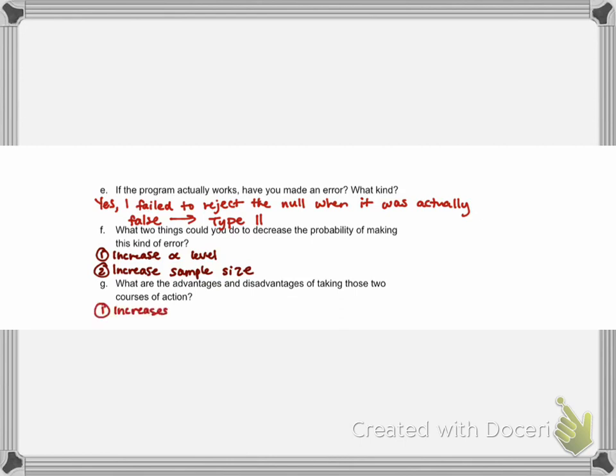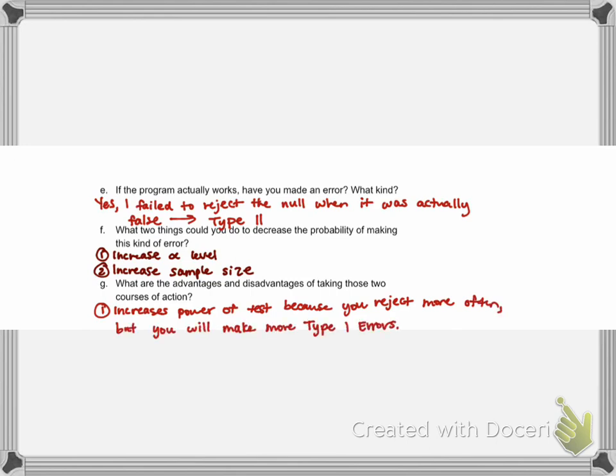Increasing your alpha level is going to give you a trade-off. It's going to increase the power of the test because we're rejecting more often, meaning we're going to correctly reject more often. But I will also incorrectly reject more often, and so I will make more type 1 errors just as a result. When you're rejecting more, you'll do it wrong more often, and that's a type 1 error.